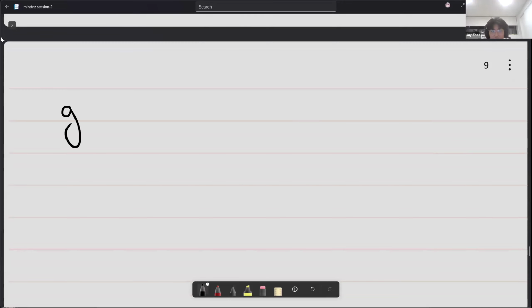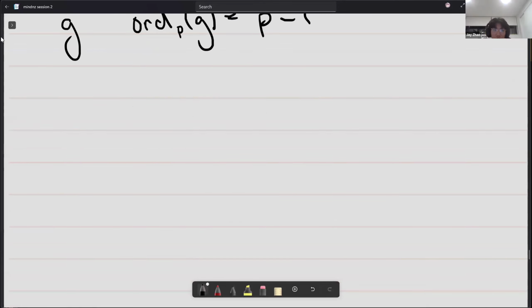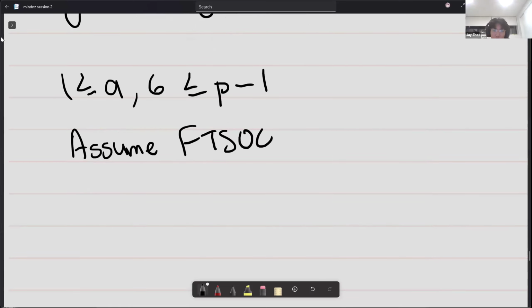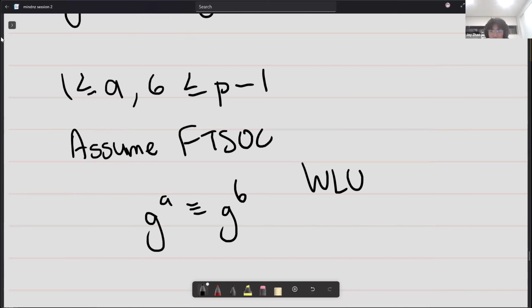So we have g, and we know that the order of g is equal to p minus 1. Now let's say we had a and b between 1 and p minus 1, and then assume, for the sake of contradiction, that g to the a was congruent to g to the b. And then we'll say that a is not equal to b.